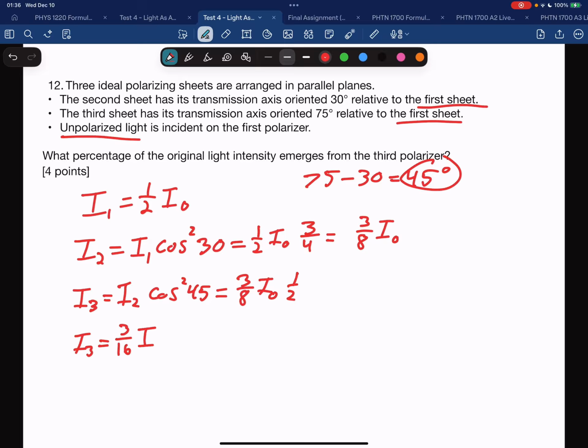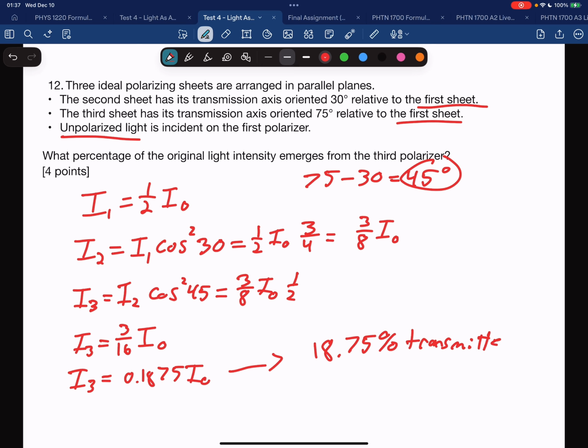3/16 I0. I'm going to go ahead and just write that as a decimal. So that is 0.1875 I0. And this decimal here represents my percentage. This is 18.75% transmitted. So this percentage of light is what is transmitted through the third polarizer at the end of this little optical system.